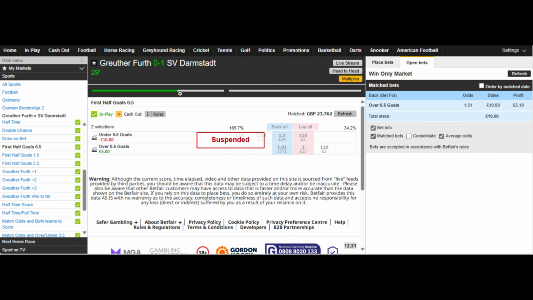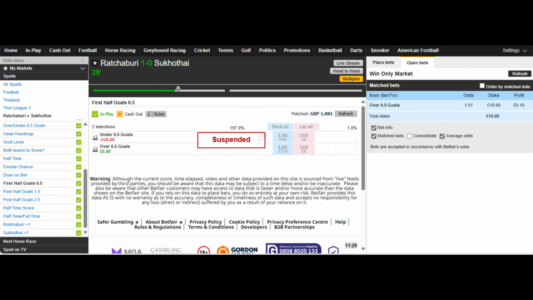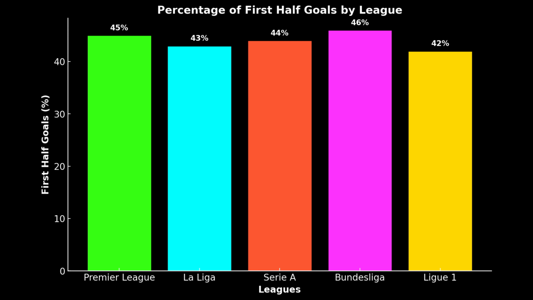When it comes to the halftime hustle strategy, knowing the percentage of goals scored in the first half across different leagues can be a game changer. Our goal with this strategy is to spot high probability first half goal opportunities, and data shows that leagues like the English Premier League, the Bundesliga and Serie A consistently produce around 44% to 46% of their goals before half-time. This is huge for us, as it suggests that nearly half the scoring action can happen early on, making the first half a powerful focal point for profitable trades.